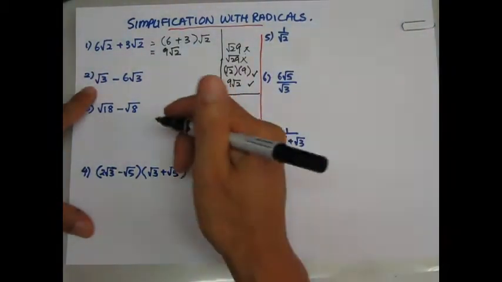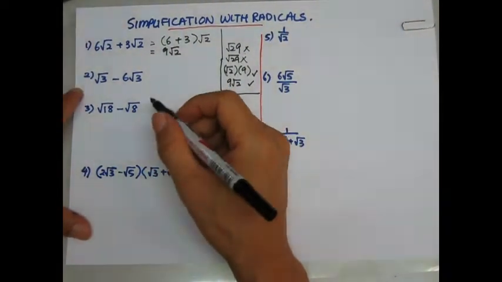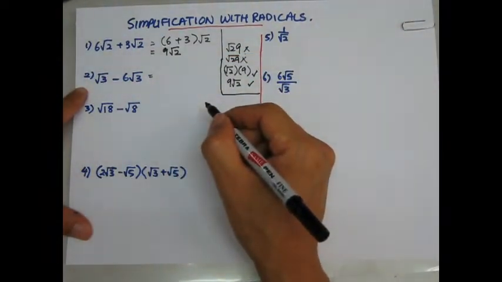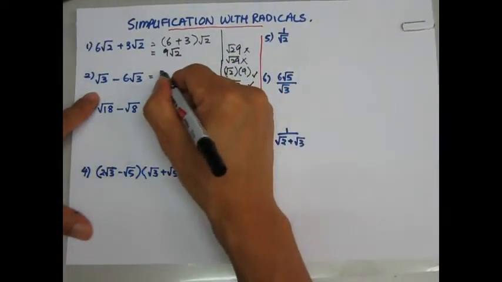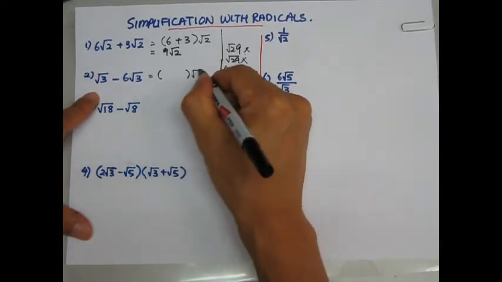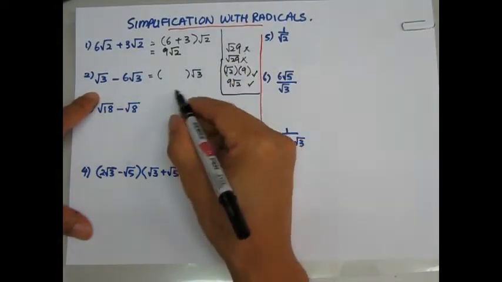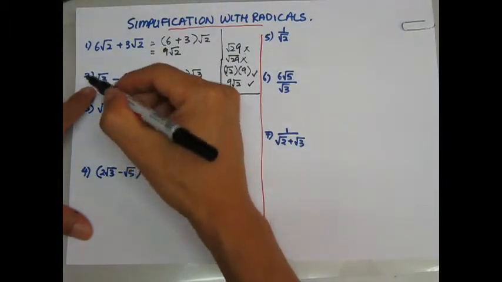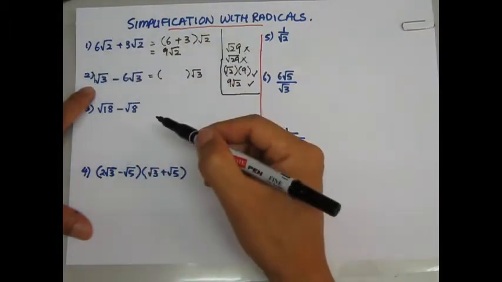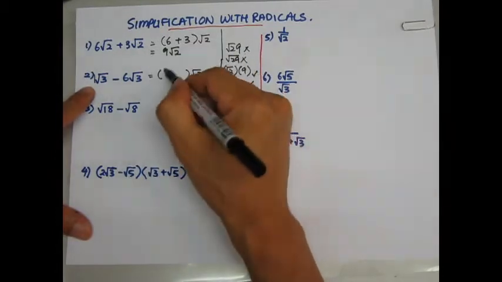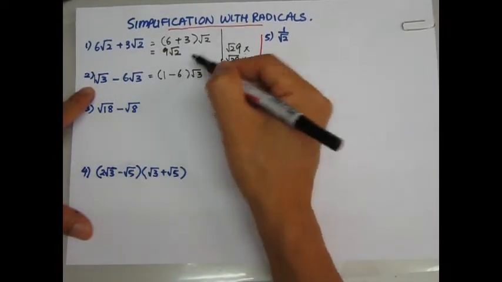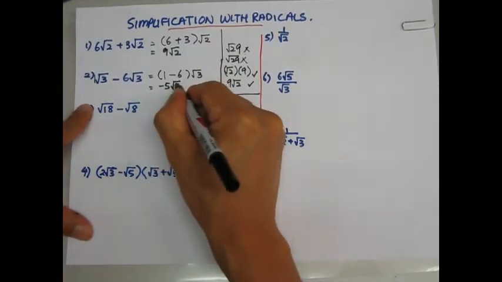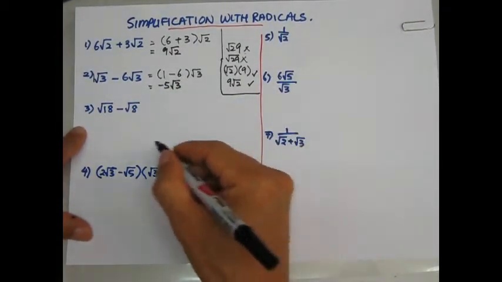So next one, question number 2 is similar to question number 1. I still have a common factor. Do you know where the common factor is? Very good, square root of 3. So big bracket, square root of 3, and inside the bracket, if I don't write anything in front of the radical, that means the coefficient there is 1. So here is 1 minus 6. So it's negative 5 times square root of 3, for example.